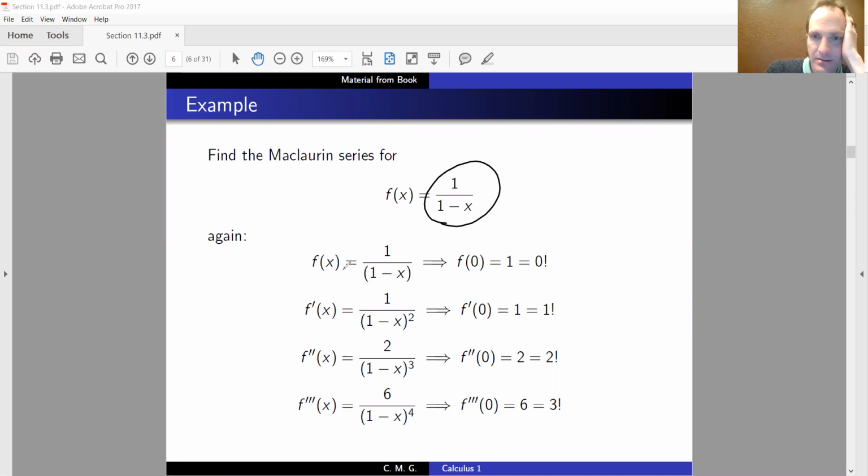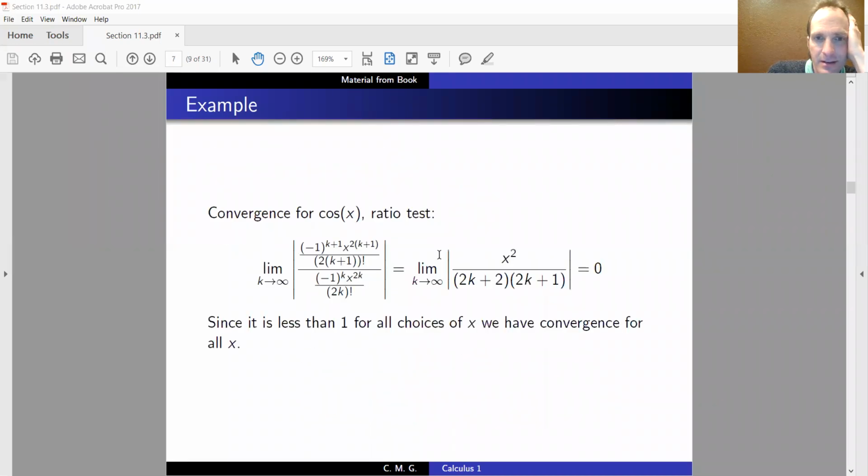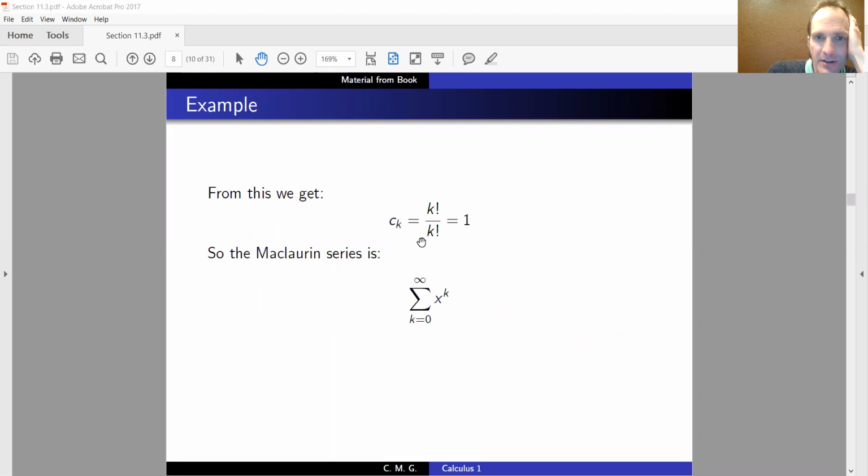So the first is just going to be 1. The second is just going to be 1, which is 1 factorial. The second derivative is just going to be 2, which is 2 factorial. The third derivative is just 6, which is 3 factorial. The next one will be 24, which is 4 factorial, and then so on. And so what we end up with here is the top and the bottom of this is going to just give me k factorial over k factorial.